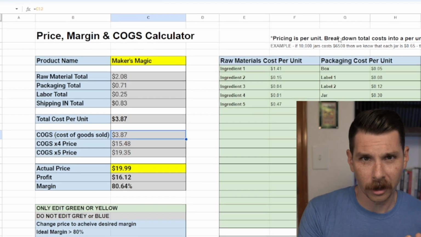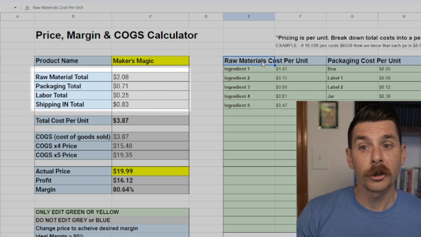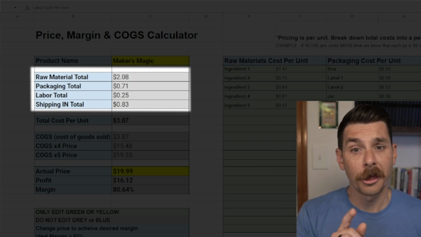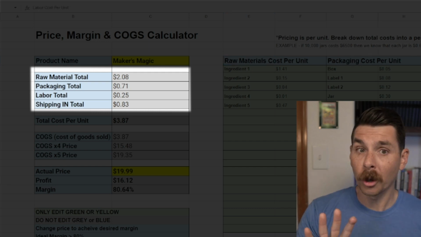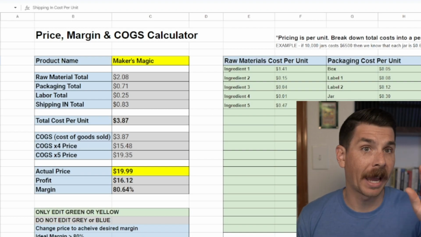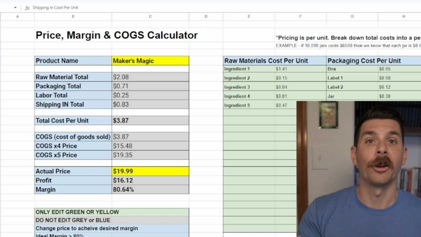There's a few big categories that go into your cost of goods. The first is your raw materials. The second is your packaging costs. The third is your labor cost. And fourth is your shipping in costs. Okay, not to be confused with shipping out to your customers, but shipping in, receiving it.